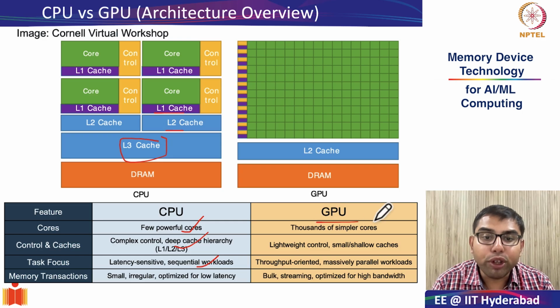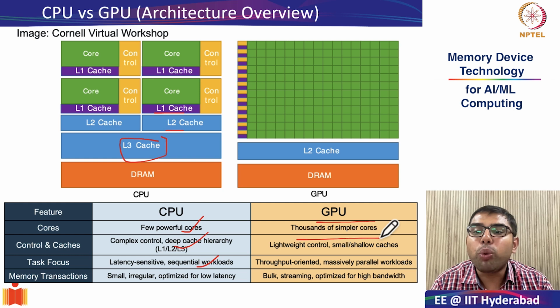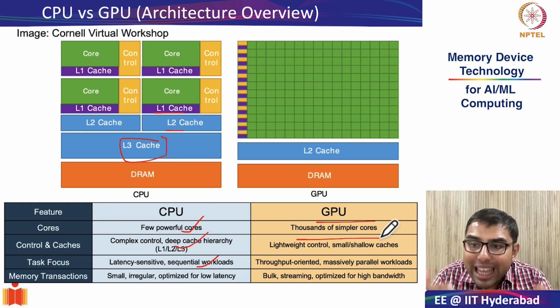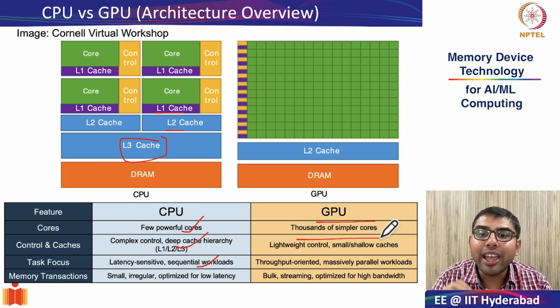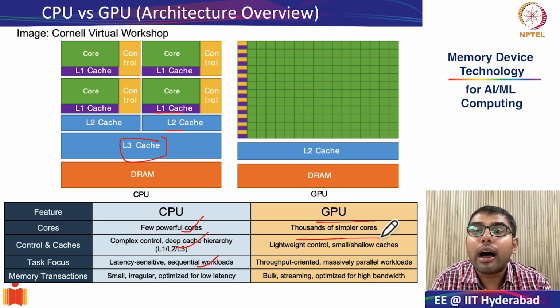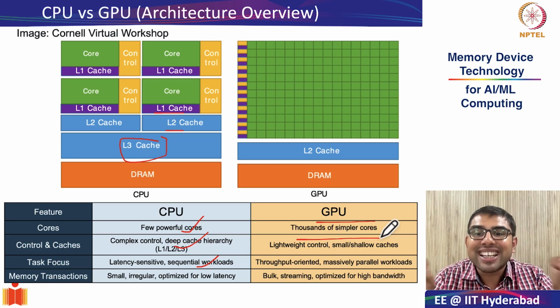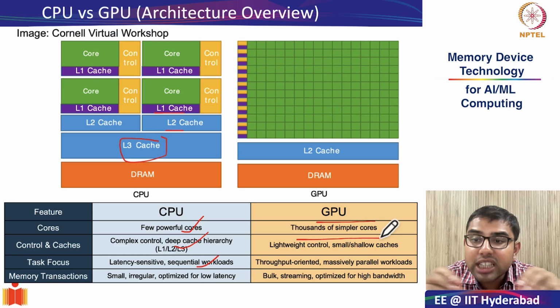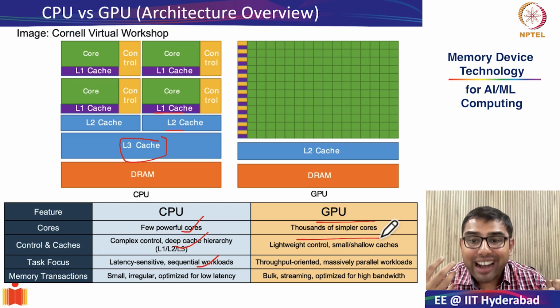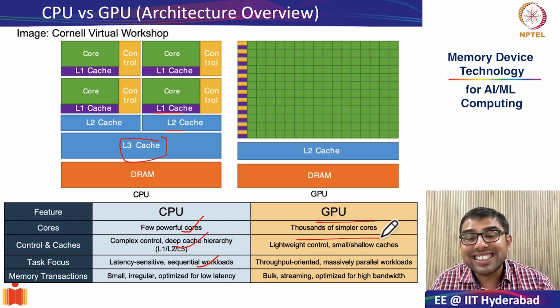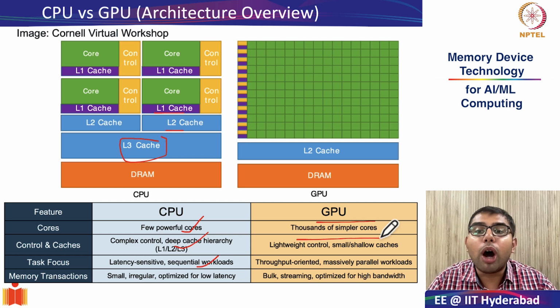On the other hand, if you look at GPUs, they have thousands of simpler, lightweight cores. Instead of having deep cache hierarchies, GPUs rely on massive parallelism to hide memory latency. They fetch large batches of data and perform the same operation across many threads simultaneously, which makes them extremely efficient for workloads like graphics rendering or neural network training, or anything which requires the exchange of a large amount of data.